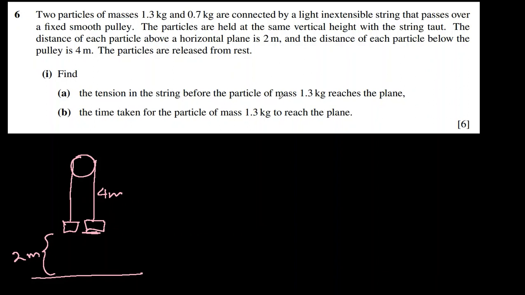Find the tension in the string before the particle of mass 1.3 kg reaches the plane. So this is 1.3 kg, this is 0.7 kg. When it reaches this plane, which is 2 meters, what is the tension in the string before that? Before we find tension, we are not interested in the acceleration of the system yet. So let's find the tension.